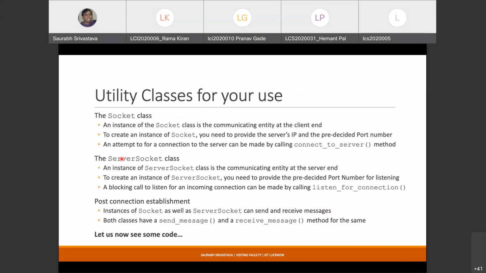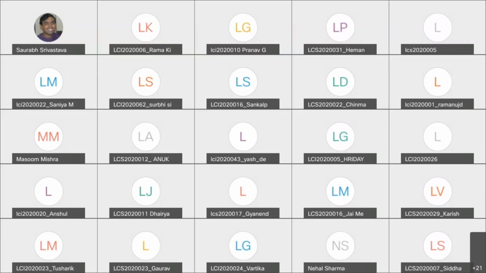I have created two utility classes for you, socket and server socket. Socket is basically representing the client end of the communication, and server socket is representing the server end of the communication. And once this connection takes place, there are methods within your server and server socket classes, called send message and receive message, which you can use in order to send and receive messages. I have 10 minutes or so, so I'll also give you an idea of how the code looks.